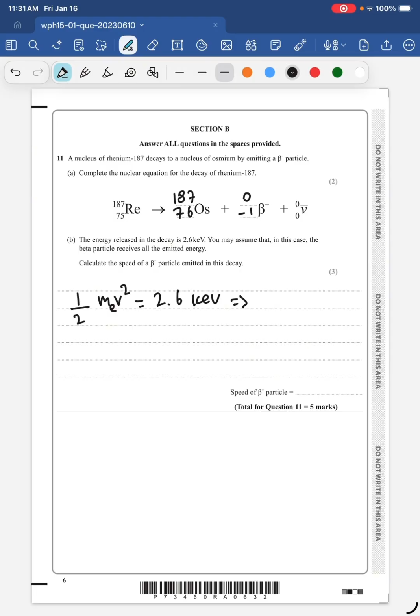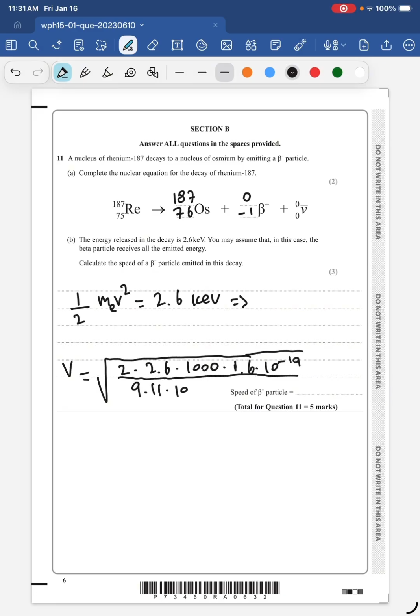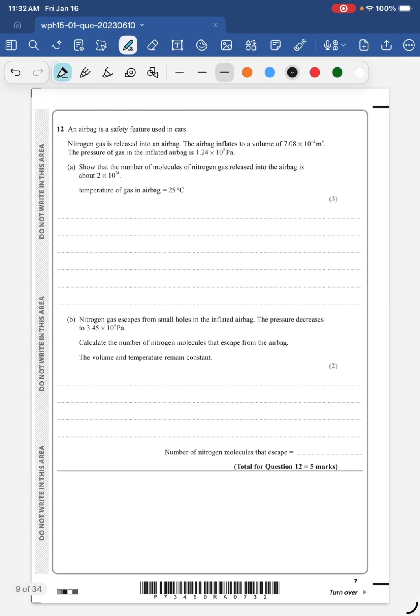So we can solve for v. v is the square root of 2 times 2.6 keV. 1 keV is 1000 eV, and 1 eV is 1.6 times 10 to the negative 19 joules, because you have to convert to joules. And then we have to divide this whole thing by the mass of one electron, which is 9.11 times 10 to the negative 31 kilograms. If we carry on the calculation, we find 3.02 times 10 to the 7 meters per second, which is the answer.